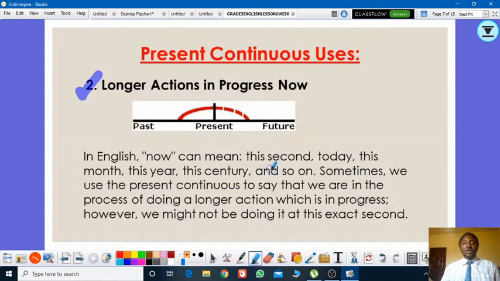For example, we are doing our studies. I am continuing with my grade 5. So that means right now, at the moment, maybe you could be doing something else, maybe playing football, but in real sense you are continuing with your study in grade 5.